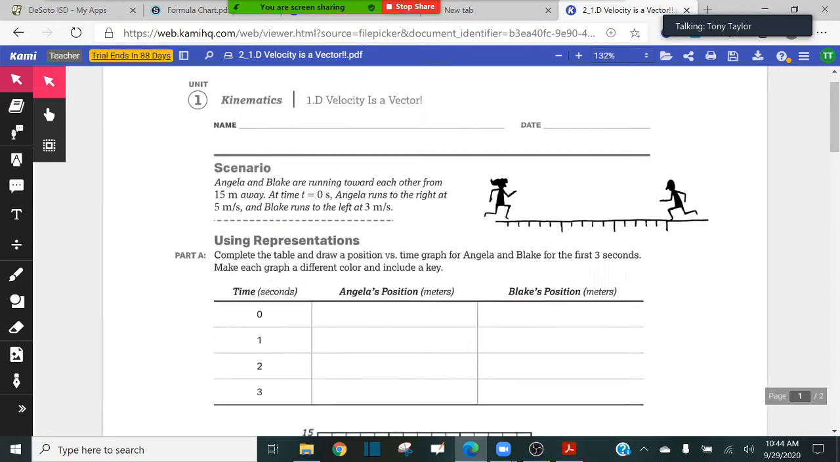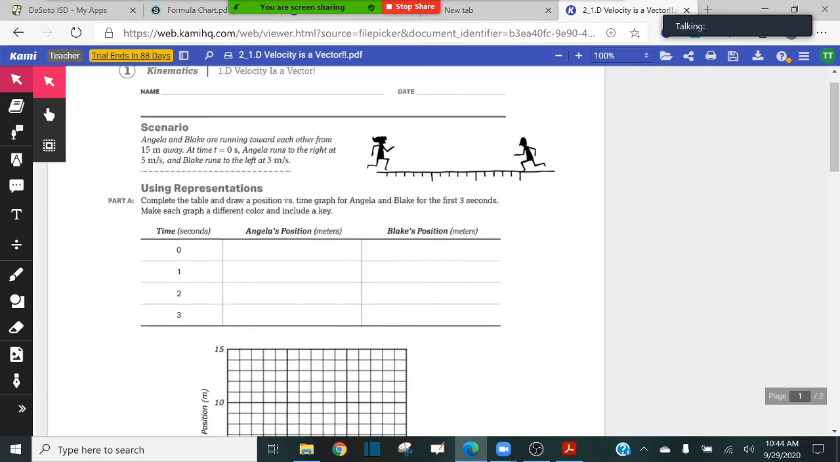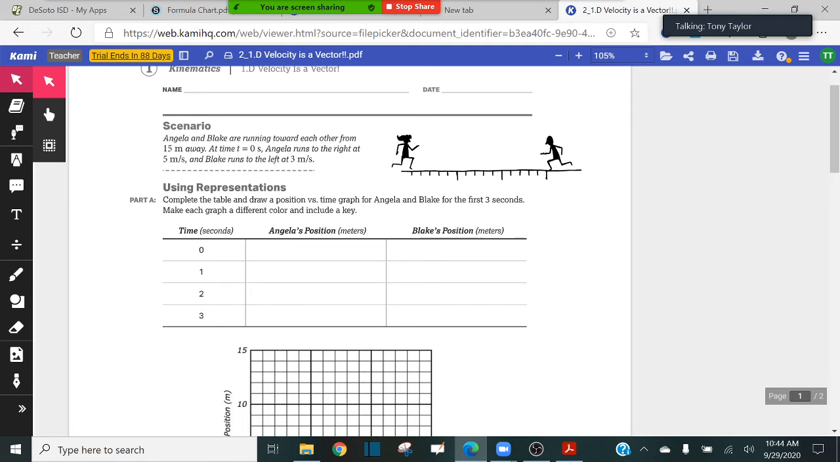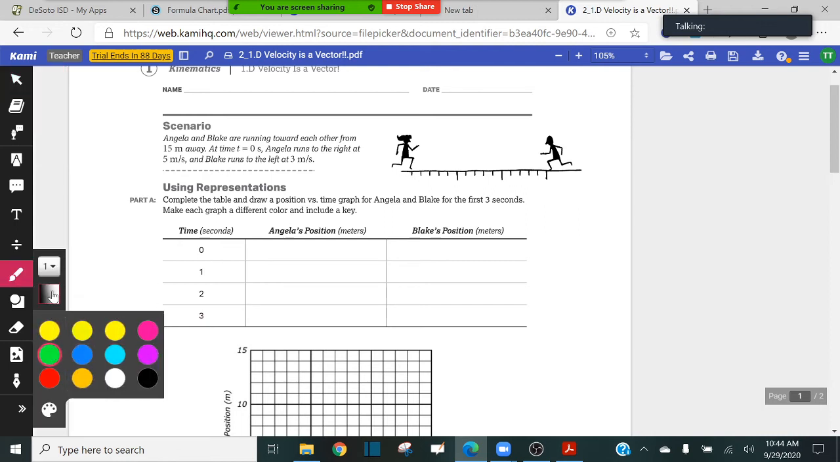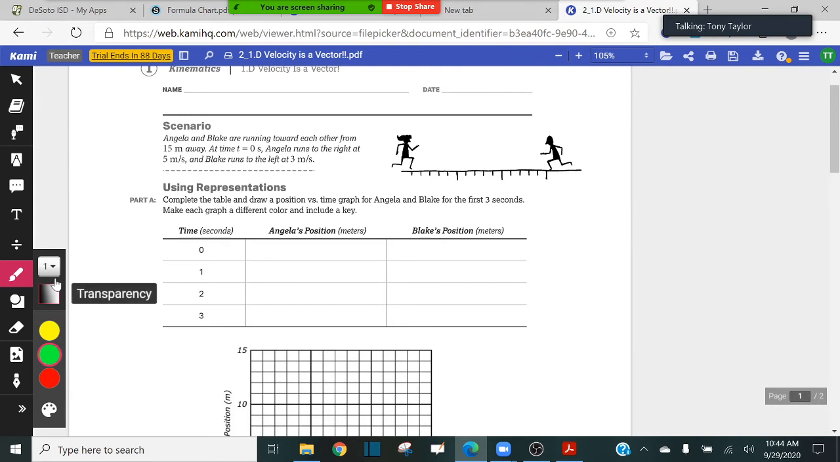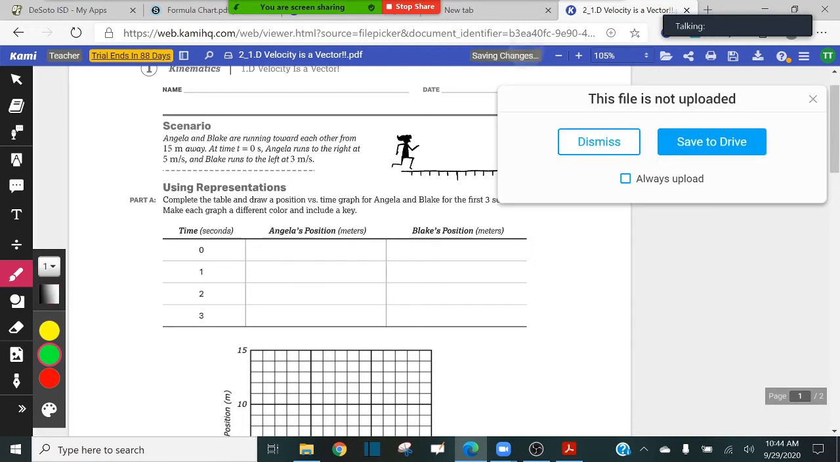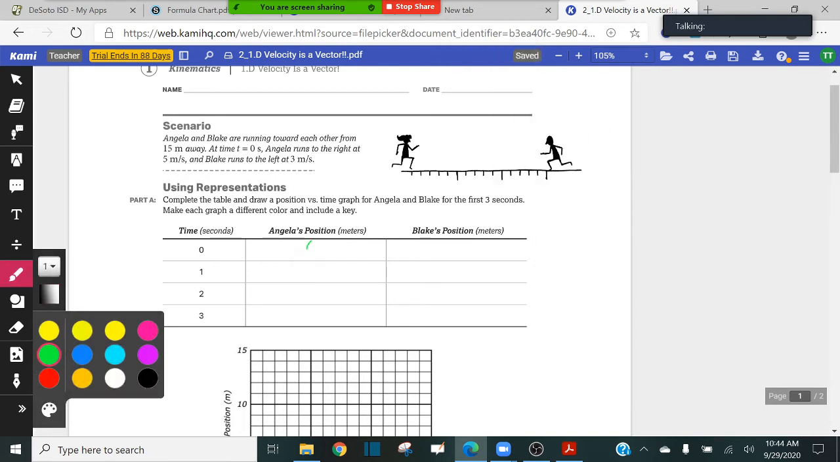Okay, so guys, let us just fill out the table here. That's the first thing to do. Okay, so we already know Angela's position, and Angela's right here at 0 meters. So we're going to call her position zero. So Angela is at 0 meters.